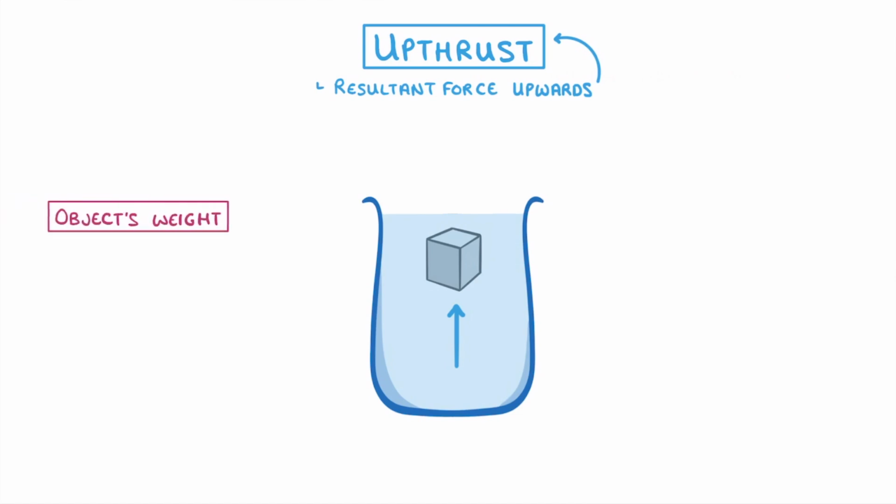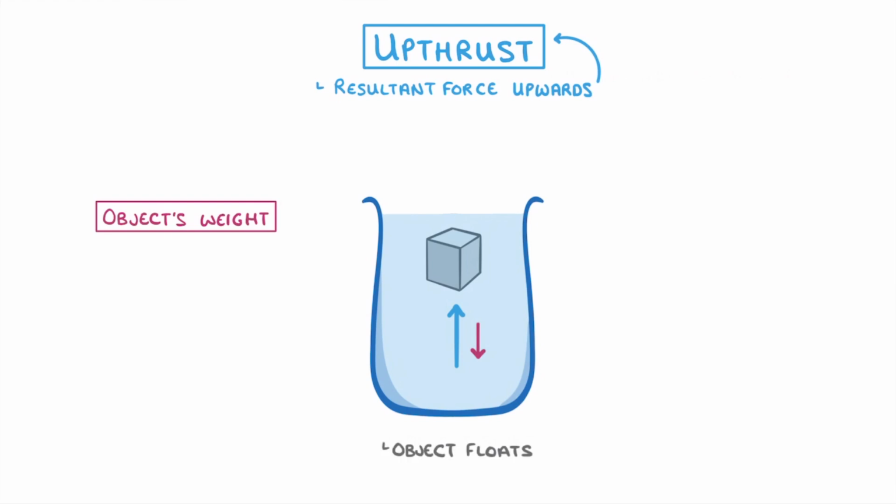Importantly though, there's also the object's weight to consider, as that acts downwards, and so pulls the object down. So really, it's all about whether the upthrust or the weight is larger. If the weight is larger, like we've shown with these arrows, then the object sinks. But if the upthrust is larger, then it floats.